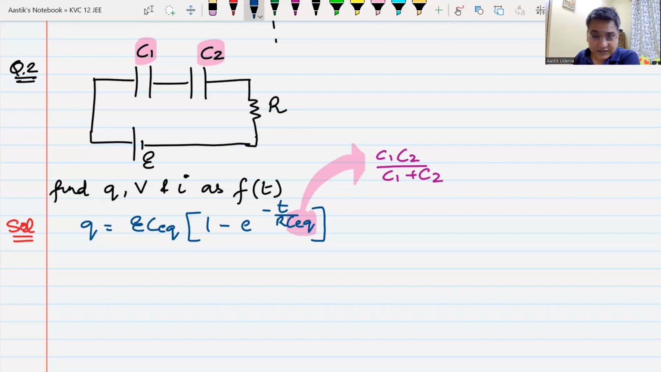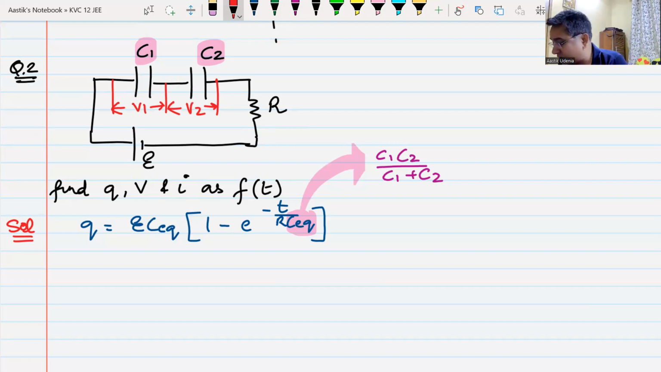Having given you the charge, can you tell me what will be the potential difference if I call this potential difference V1 and this potential difference V2? Can you tell me what V1 and V2 will be equal to? I'm giving you a chance to stay in this universe and give me the answer for this universe, not the other one.